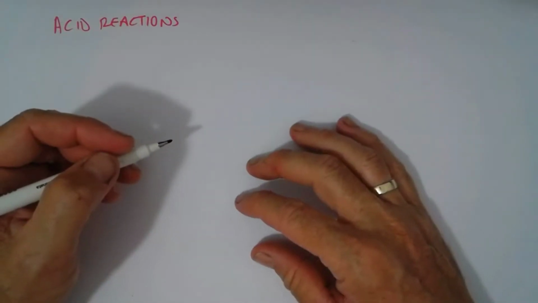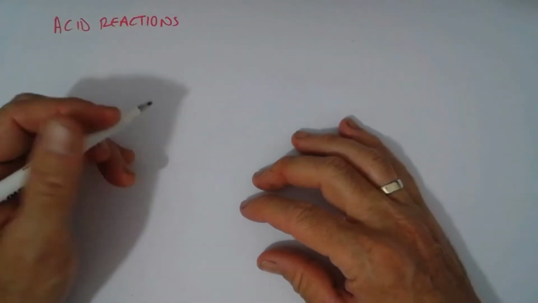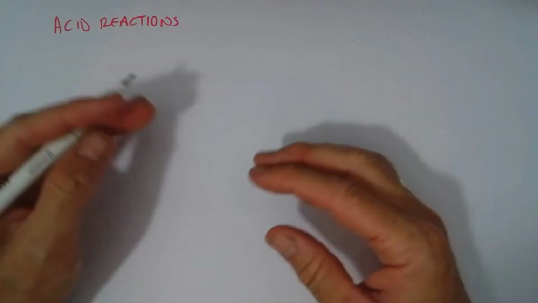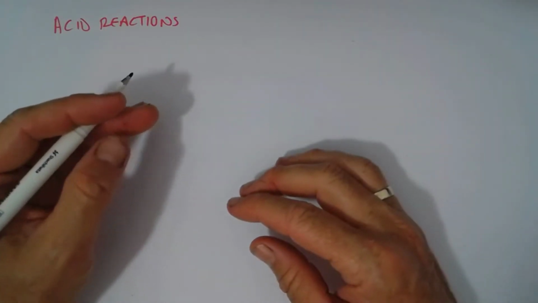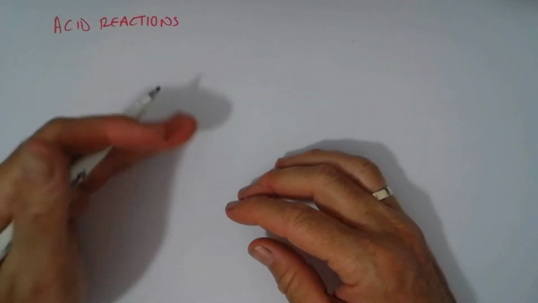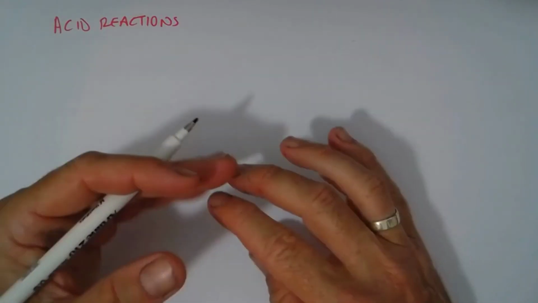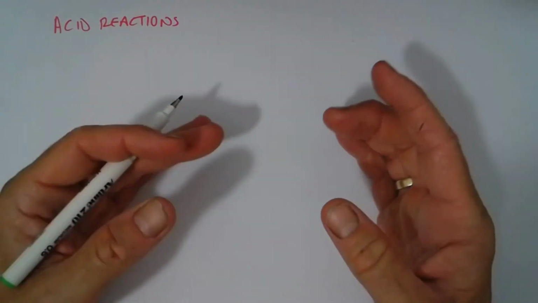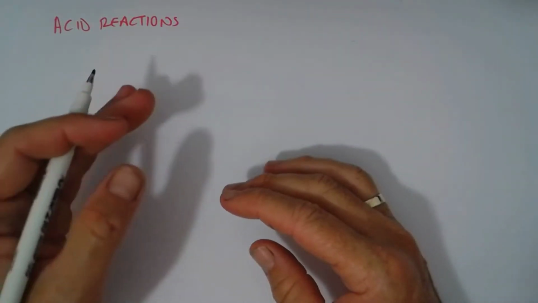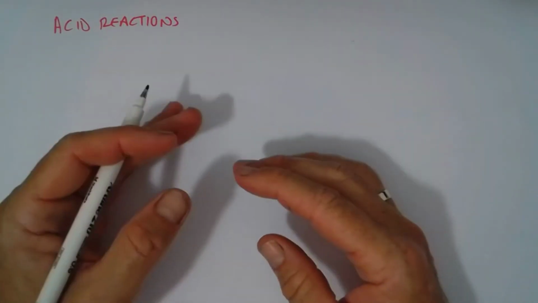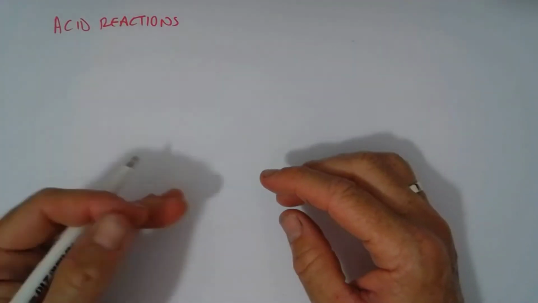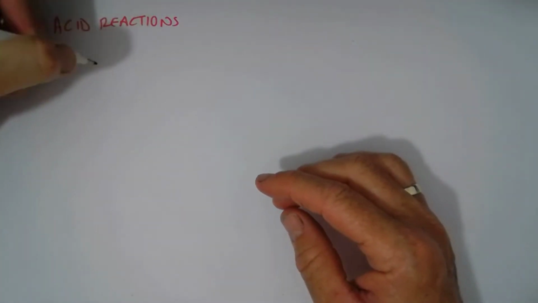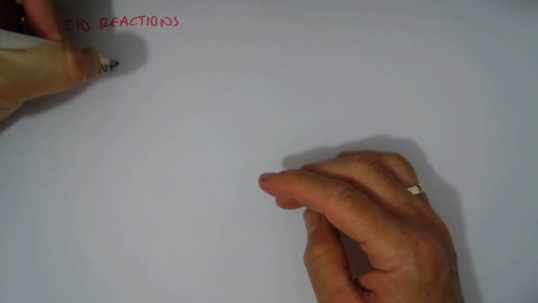I'm going to go through several different types of acid reactions. So the acid is one of the reactants, and in each of the different types of reactions there's another different reactant. So the acid reacts with another reactant to produce certain products, and they're predictable for each one of these. The first one is called a neutralization reaction.